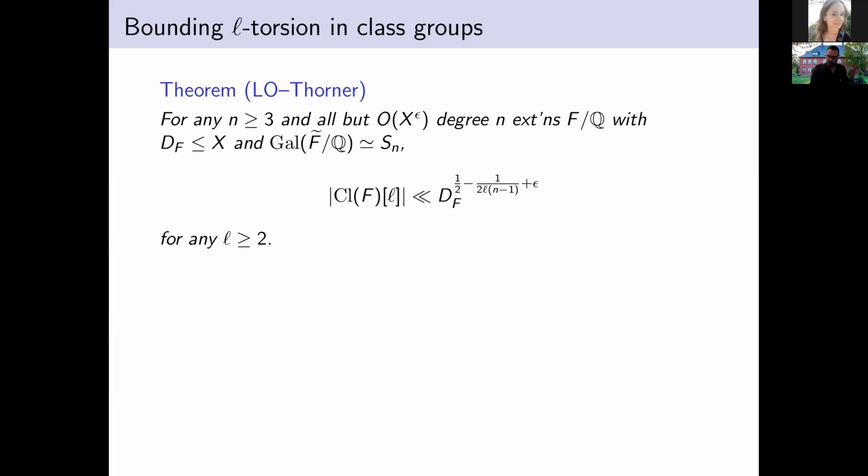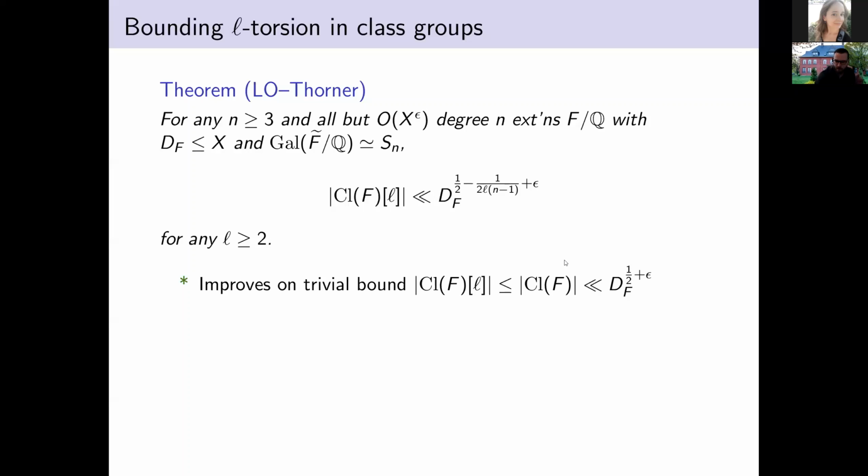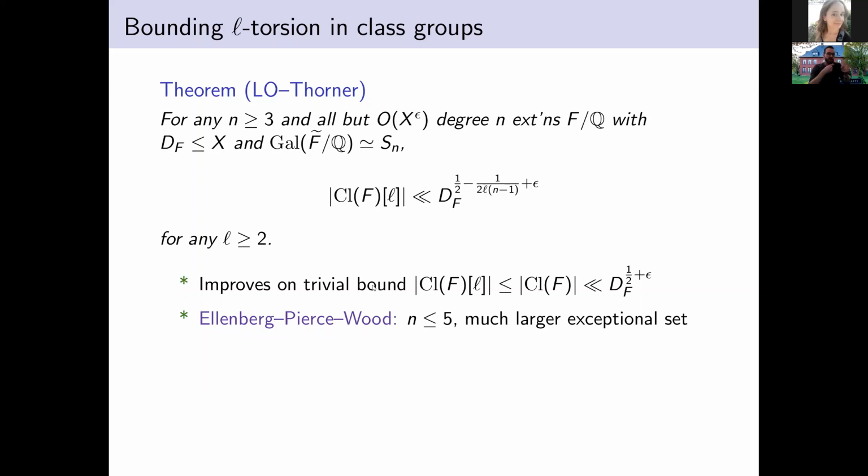And just some remarks. Again, this improves on the trivial bound coming from bounding the class group as a whole. In the case of small degrees, for n up to 5, we actually understand how to count fields. Using different techniques, actually field counting techniques, Ellenberg, Pierce, and Wood obtained a similar style result, the same bound on the l-torsion subgroup of the class group, but for a much larger exceptional set of fields.